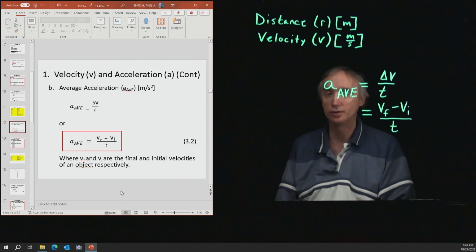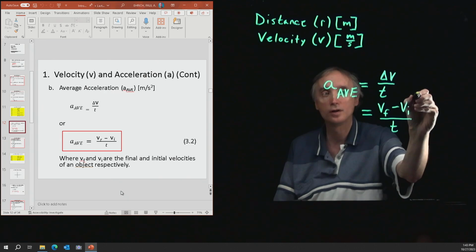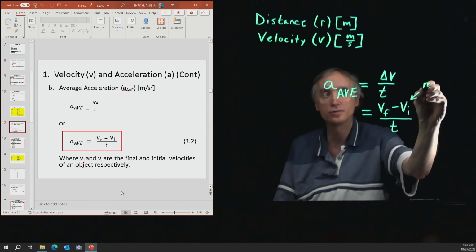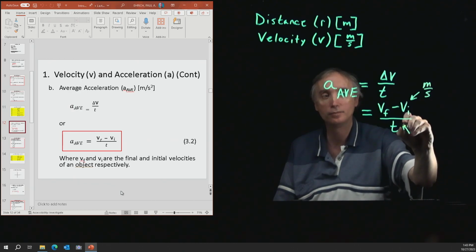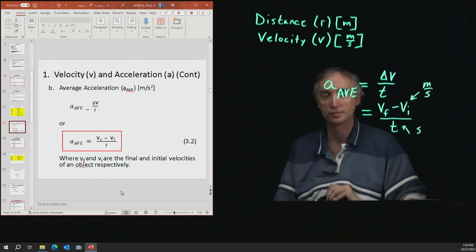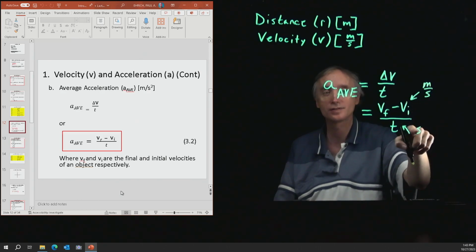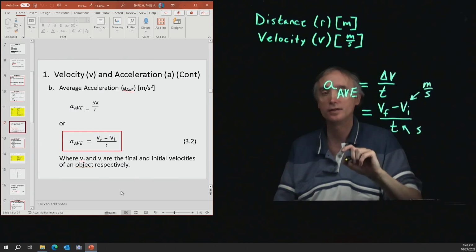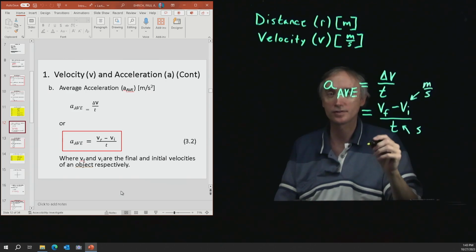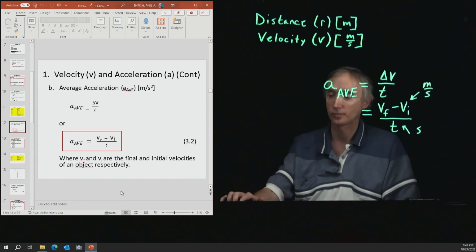Now let's look at the units. So the units for speed were meters per second. And then the units for time were seconds. So if we take meters per second, the two S's will go together, and then you're going to get meters per second squared. So that's the official metric unit for acceleration.